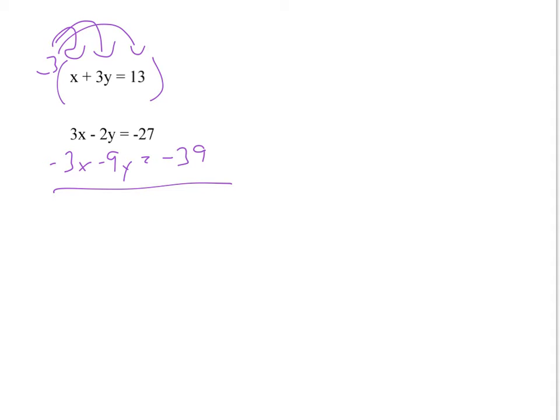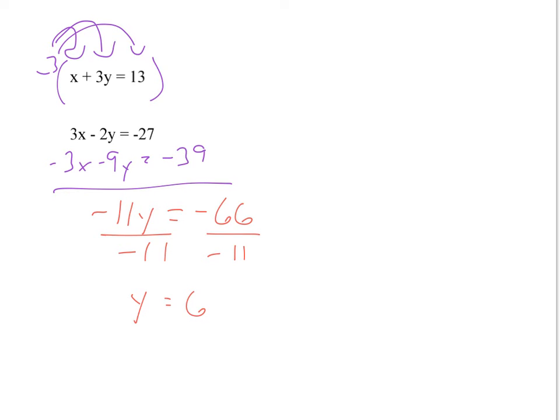3x plus negative 3x is 0x. Negative 2y minus 9y is negative 11y. And negative 27 minus 39 is negative 66. Divide both sides by negative 11. You get y is equal to 6.